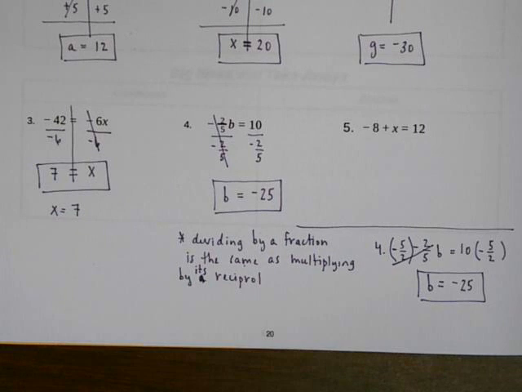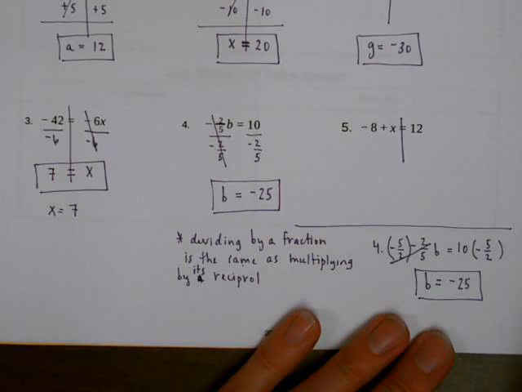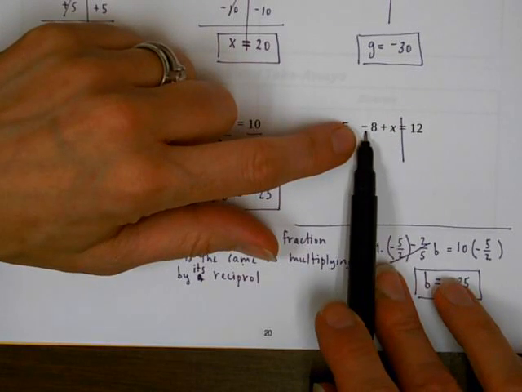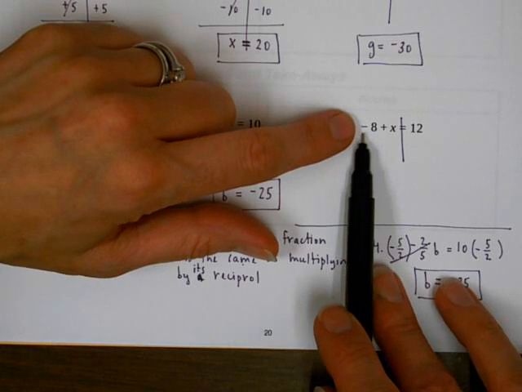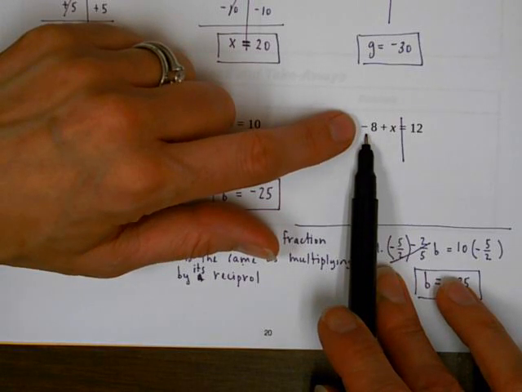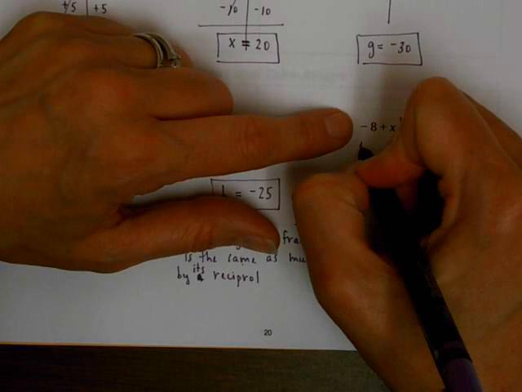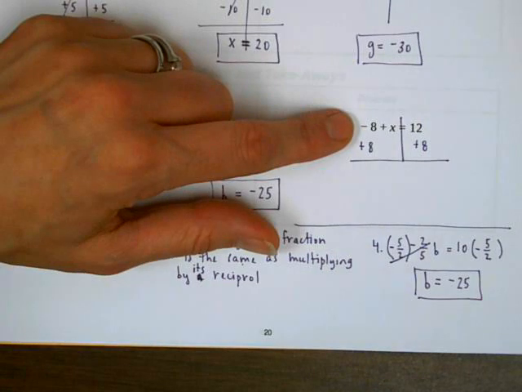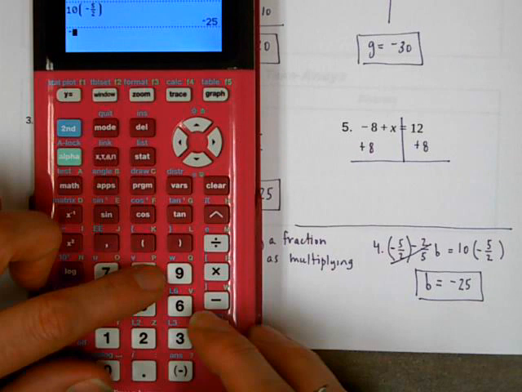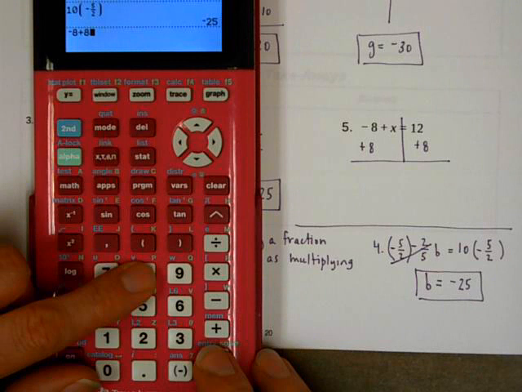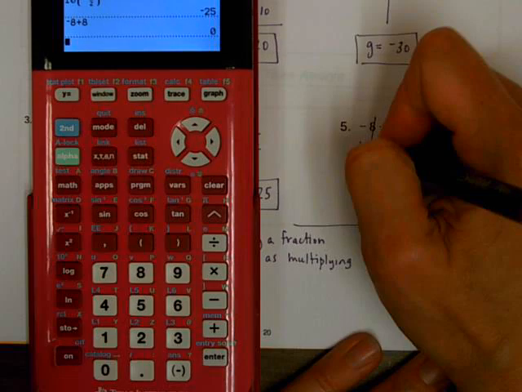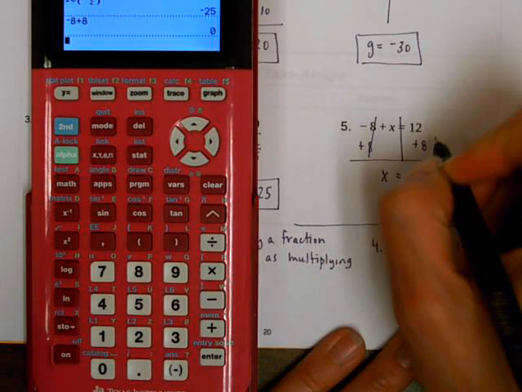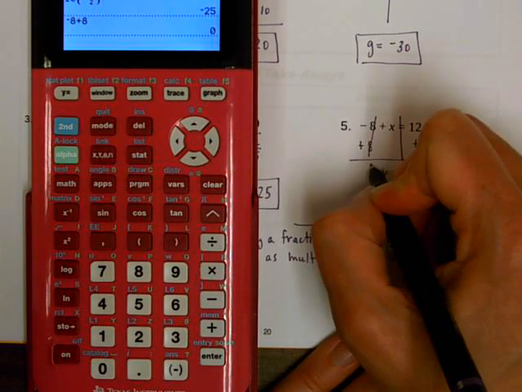Okay, now for the last problem. Here, I want to get my variable by itself. I see my x is over here, and I notice this -8 here. Since I have a -8, the way to cancel that, the inverse, is going to be adding 8 to both sides. And I can check that I'm right, because if I do -8 plus 8, I get 0, and those are going to cancel each other out. So now I just have x is equal to 12 plus 8, which gives me 20.